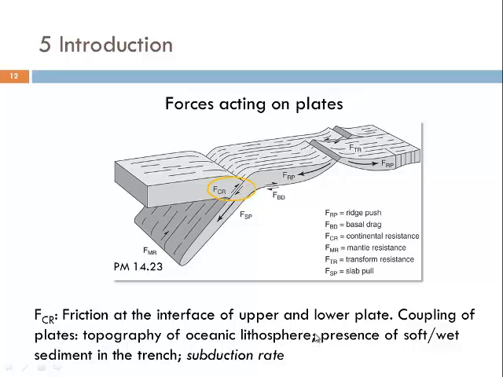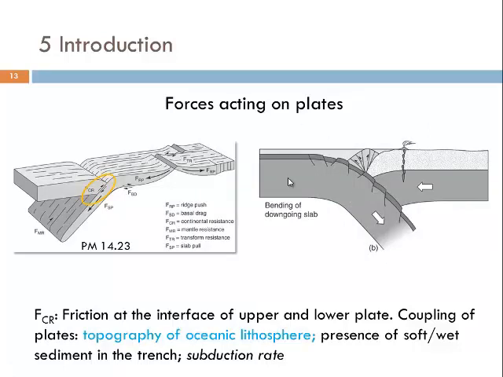Here the presence of soft or wet sediments in the trench will have a major influence on coupling or decoupling of these two plates, and the easiness how the subducting plate can slip underneath the overriding plate. The subduction rate also plays here an important role, because we know high rates of subduction and fast deformation along such an interface requires higher shear stresses, and therefore resistance might be higher compared to a slow, low strain rate subduction.